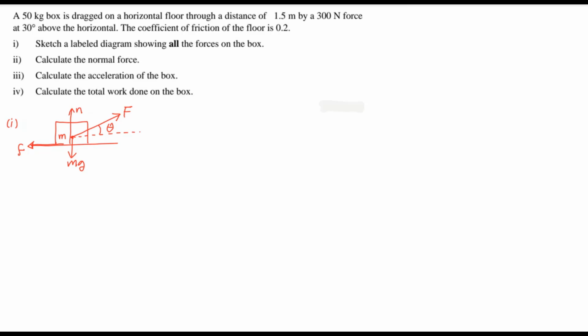So if we reduce the 50 kilogram mass box to a point mass, we can draw all the forces also: F, mg, friction, and normal.